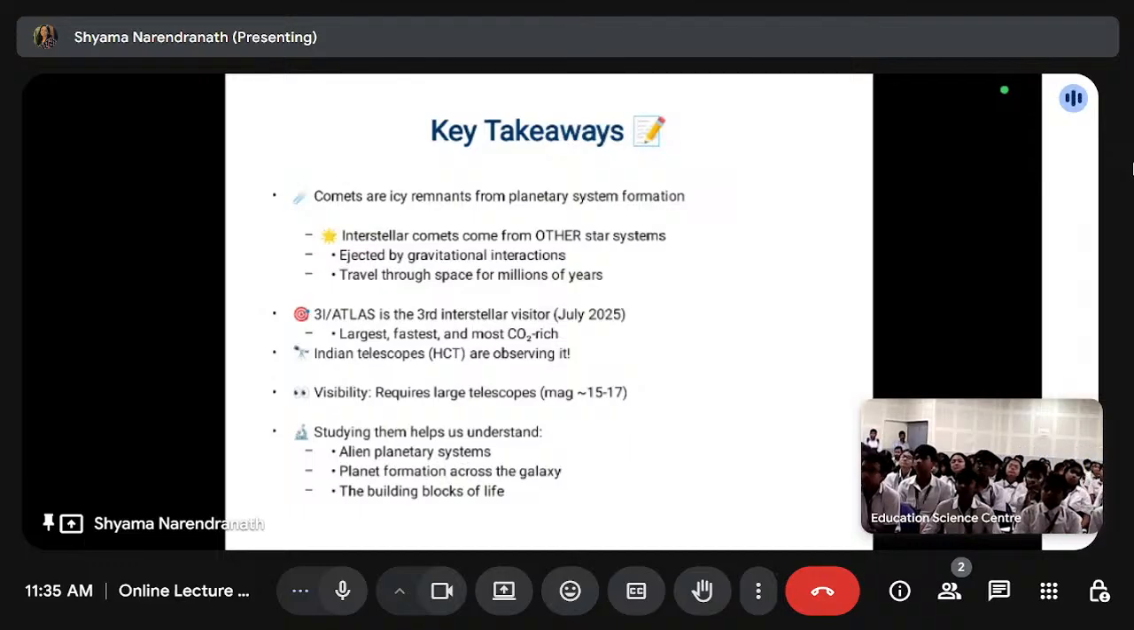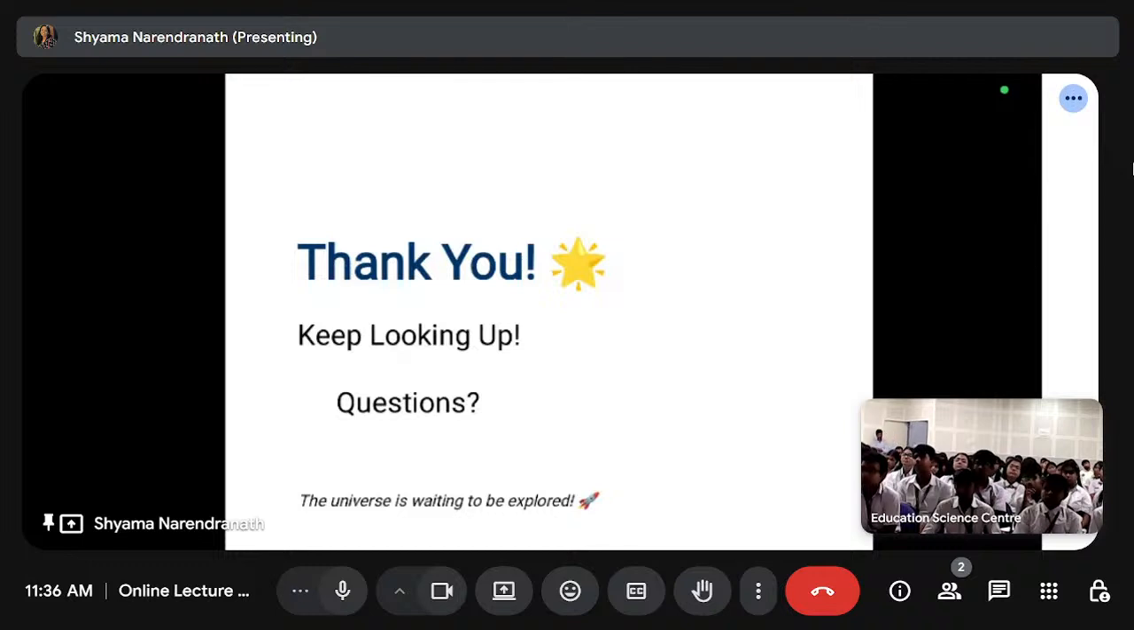And 3I/ATLAS is only the third such interstellar visitor. Currently, all Indian observatories and worldwide, there is a campaign to observe it. And studying them helps us understand the larger scale of things in our universe. Thank you. That's all I had.